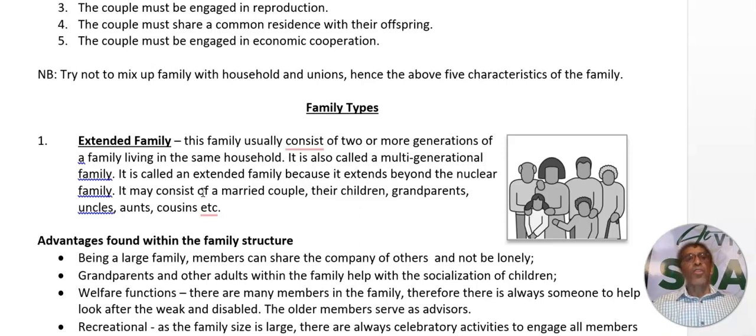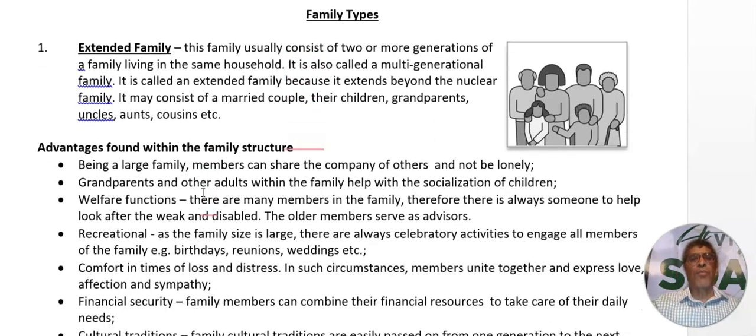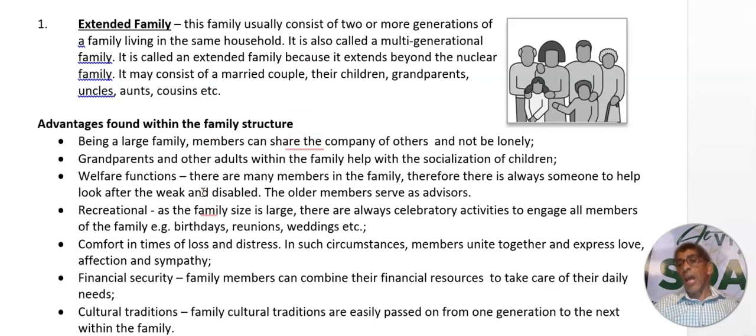All right. So what are some of the advantages of this type of family structure? It is a large family structure. Because it's a large family structure, members share the company of each other. So loneliness is not necessarily a problem. Number two, grandparents and other adults within the family help with the socialization of the children. So the aunts, uncles, grandparents, great grandparents, etc. They help in socializing the children.